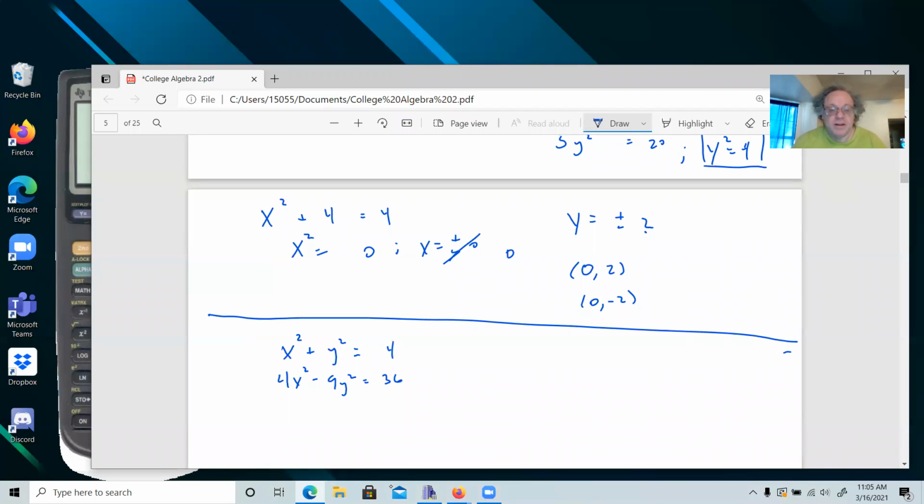So again, right, x squareds and y squareds, we're taking an inventory. We only have x squareds and y squareds. It looks like if I multiply this thing by 9, that this would eliminate. So let's do that. 9x squared plus 9y squared is equal to 36. Then we have 4x squared minus 9y squared is equal to 36.